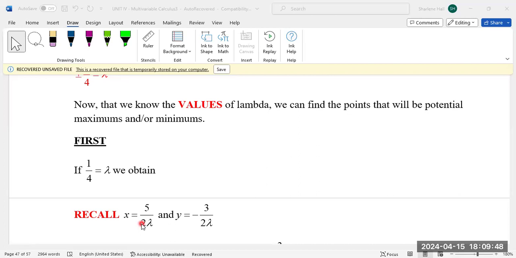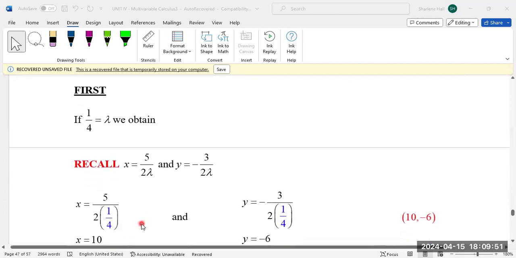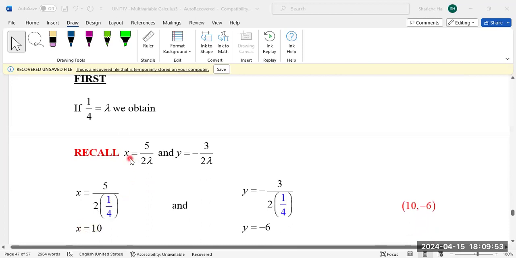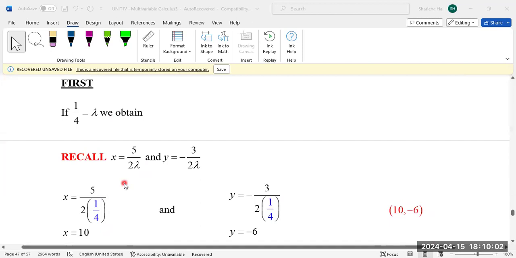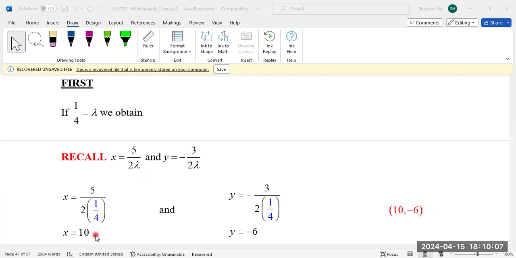So if lambda is equal to a quarter, look at what I'm going to be doing. I want to find the value of x. So x is going to be 5 over 2 times a quarter. 2 times a quarter is a half, and 5 divided by a half is 10. Put this on your calculator for me, please, and tell me that you agree that 5 divided by 2 times a quarter equals 10. Quick and fast. Yes, sir, I agree, 10. Anybody else? Yes, sir, I agree.